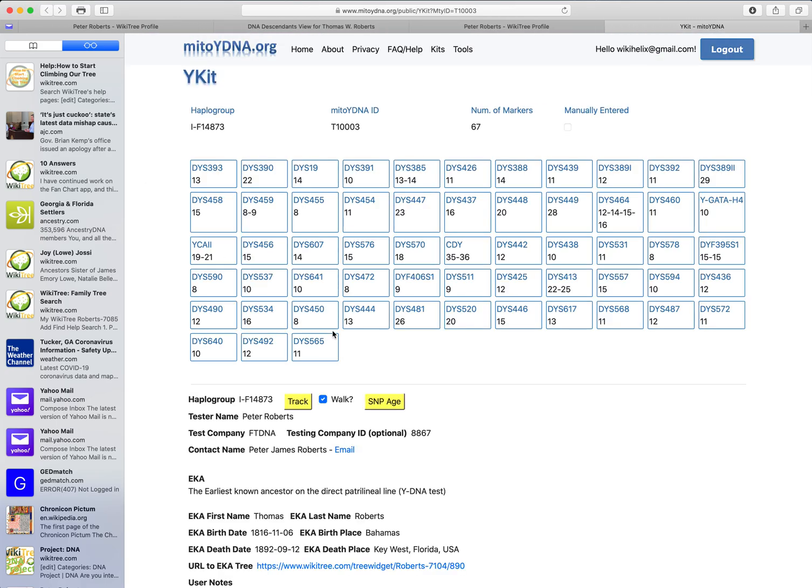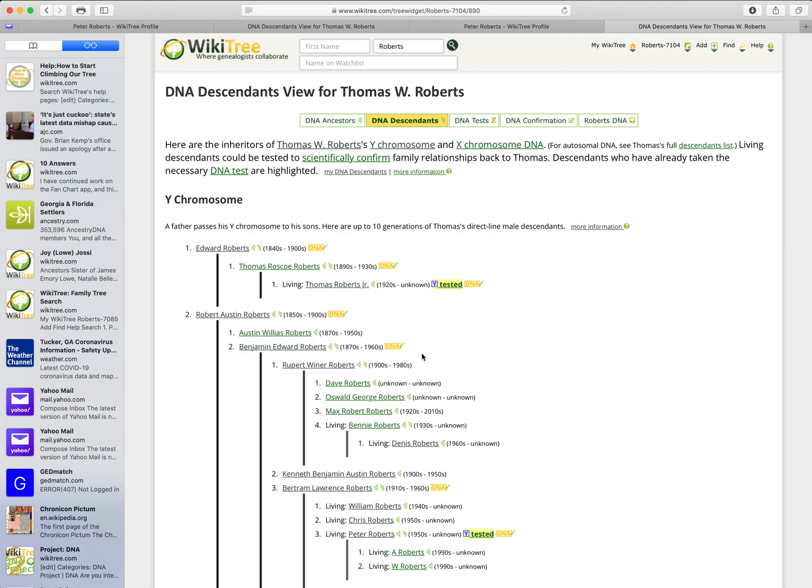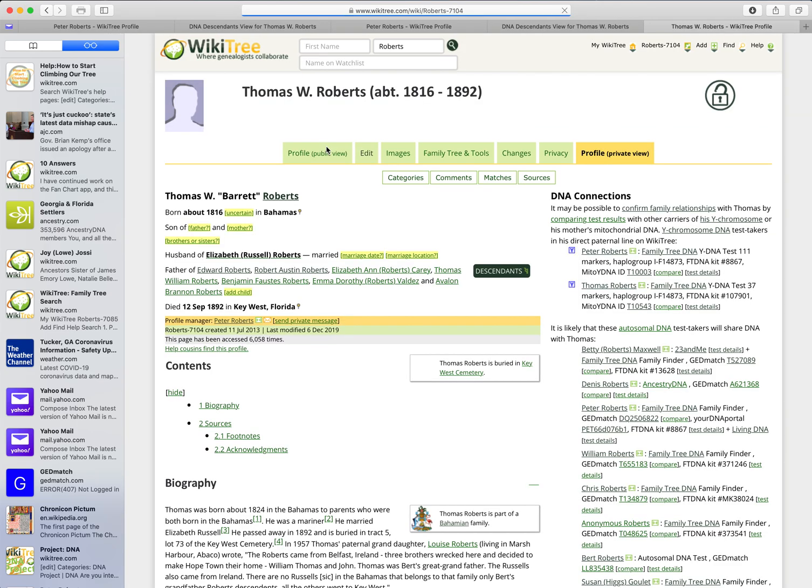Now, I'm going to go back to WikiTree. I'm interested in seeing how my cousin and I compare in our haplotypes. Because we're on the same direct male line, we should have matching Y haplotypes, and I can actually see that. If I go out to any profile in the direct male line, it shows that I've taken a Y chromosome test, and my cousin has taken a Y chromosome test.